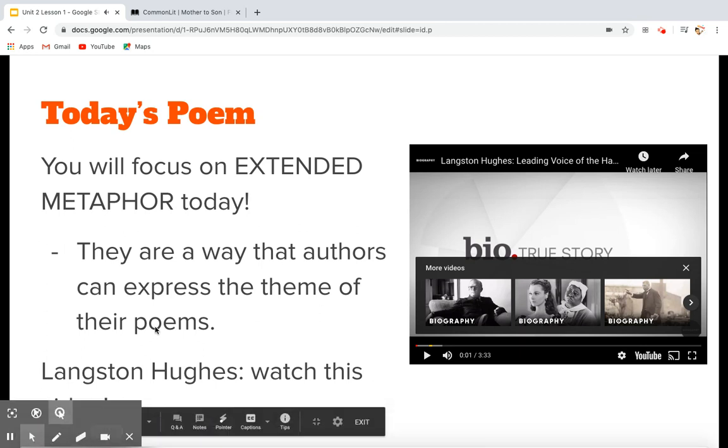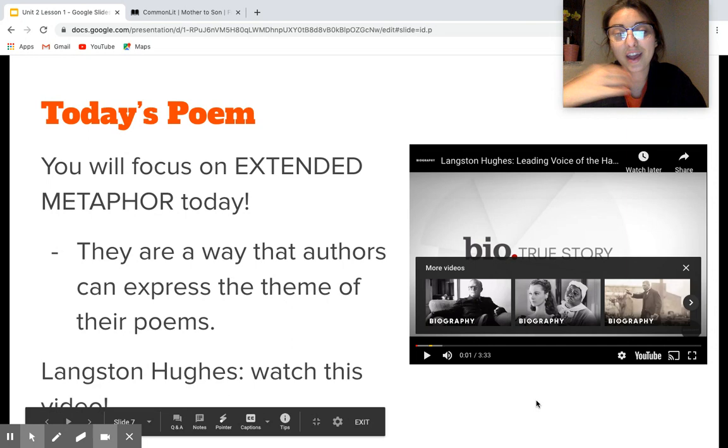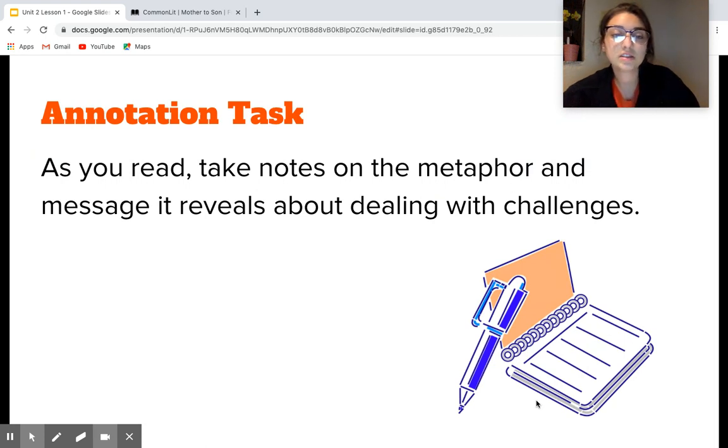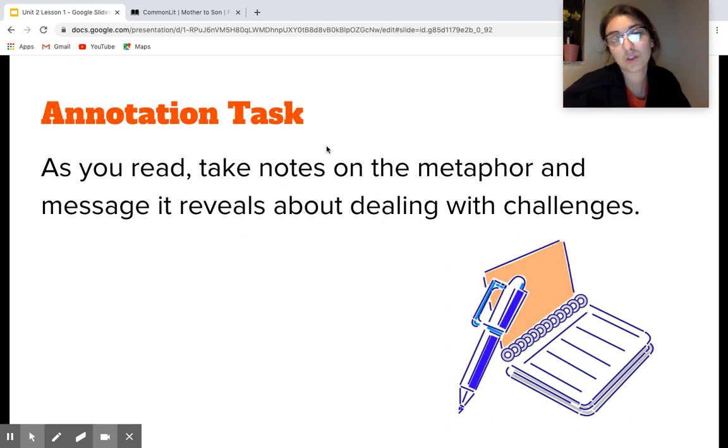Okay, so that gave you a little bit of knowledge about Langston Hughes so that we can go ahead and enter into this text, understanding where Langston Hughes is coming from. All right, so your annotation task. As you read, we want you to take notes on the metaphor and the message it reveals about dealing with challenges. So you're really trying to focus on where is the metaphor in this text, what does it reveal about dealing with challenges. If you notice, this annotation task actually gives you a little bit of a hint about what the poem's going to be about. Something to do with dealing with challenges.